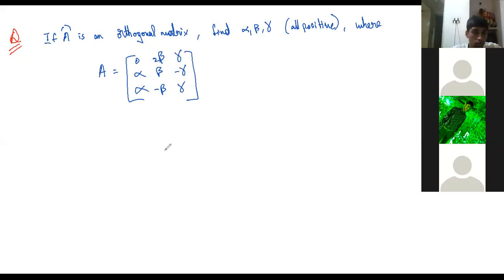Sir, is it alpha is equal to 1 by root 2, beta is equal to 1 by root 6, and gamma is equal to 1 by root 3? Yeah. Beta equal to 1 by root 6. Gamma equal to 1 by root 3.